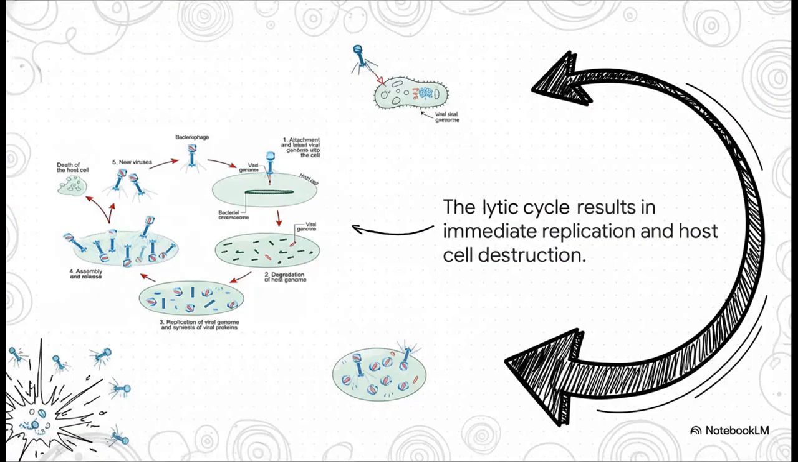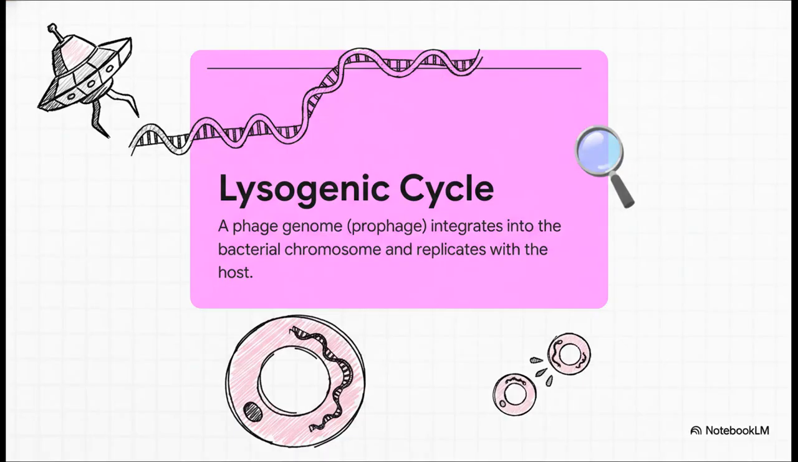And this image here gives you a great visual of that whole process. You can see it all happening, right? The phage attaches, injects its DNA, the cell turns into a factory for new phages, and then, pop, the cell is destroyed. It's a total hostile takeover from start to finish. But that's not the only way.